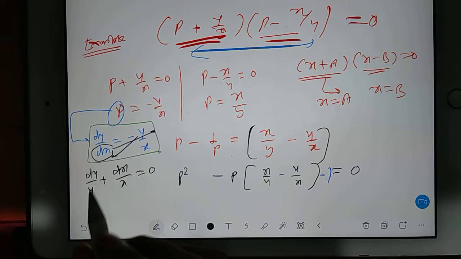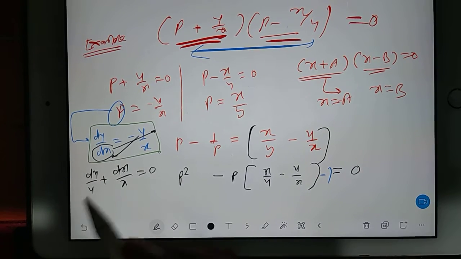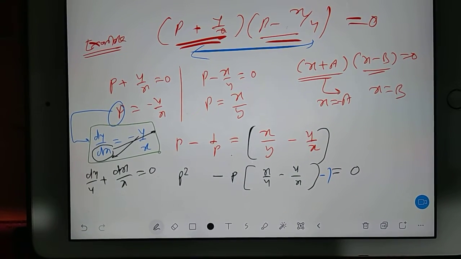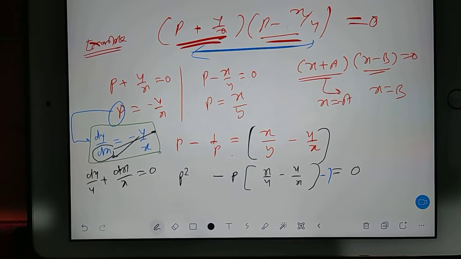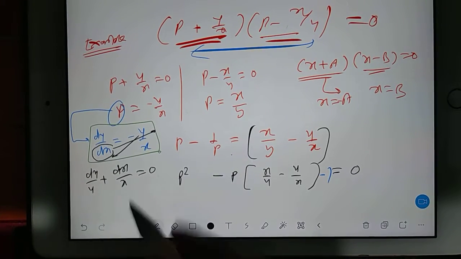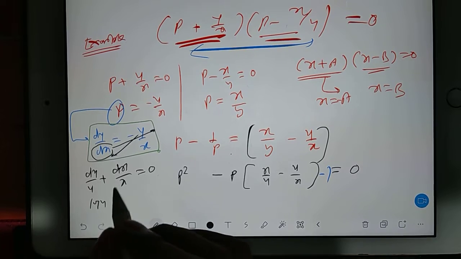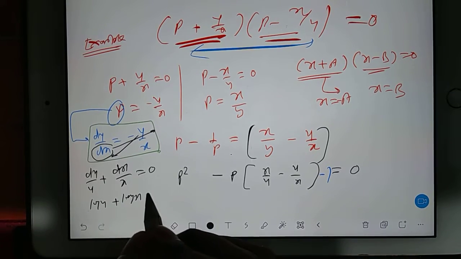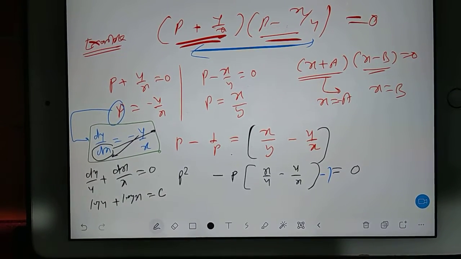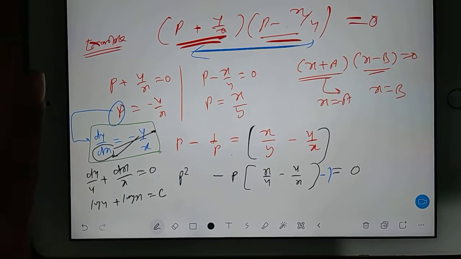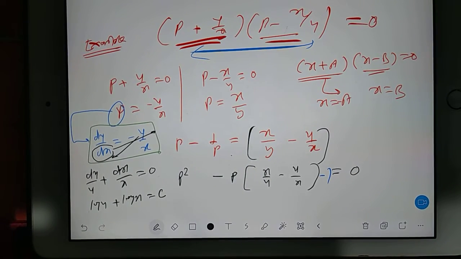Then you can write this part in terms of log. Then in the same way we'll take one more equation. I hope I'm not making any mistake. So this will be your log y, this will be your log x, and there will be a constant after integration. Then you can take log and log together, and some kind of constant will come.